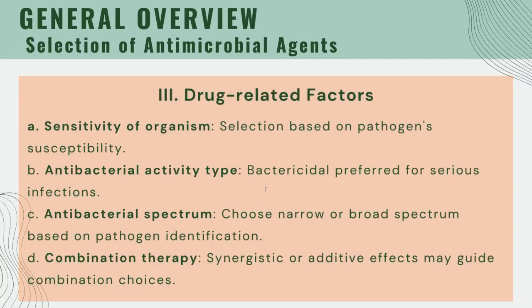Next are the drug-related factors. Sensitivity of the organism to AMA. An AMA to which the organism shows high sensitivity is selected. Type of antibacterial activity. A bactericidal AMA is preferred over bacteriostatic in a patient with impaired host defense, in serious life-threatening infections, and when the infections are behind the barriers.